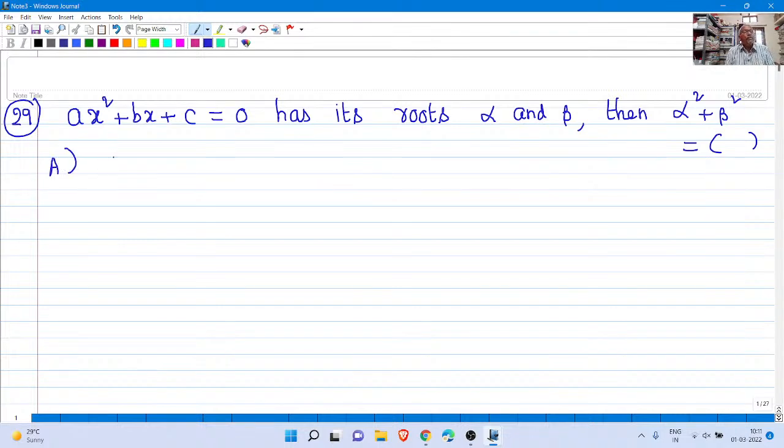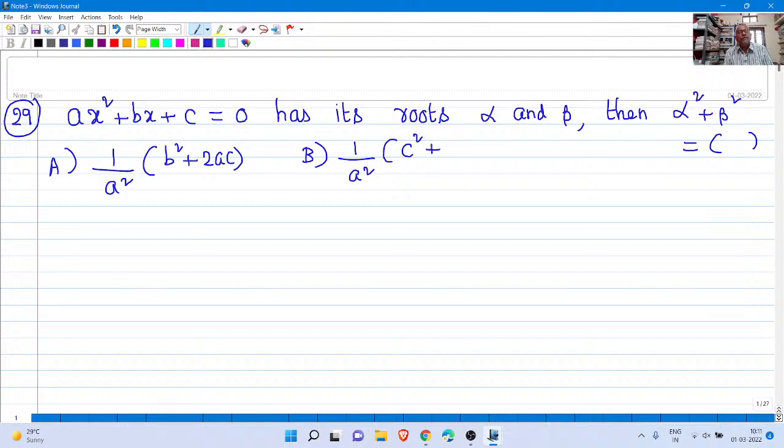Option A, 1 upon a square times b square plus 2ac. B is 1 upon a square times c square plus 2ab. C is 1 upon a square times b square minus 2ac. D is 1 upon a square times c square minus 2ab.